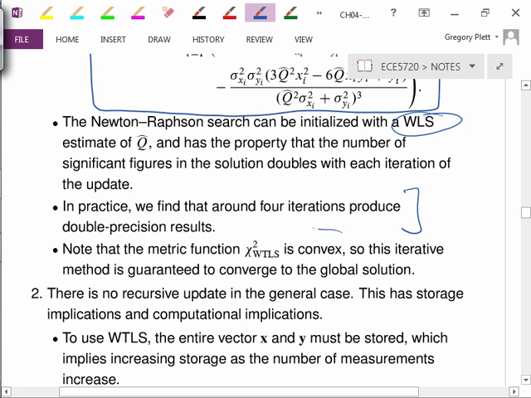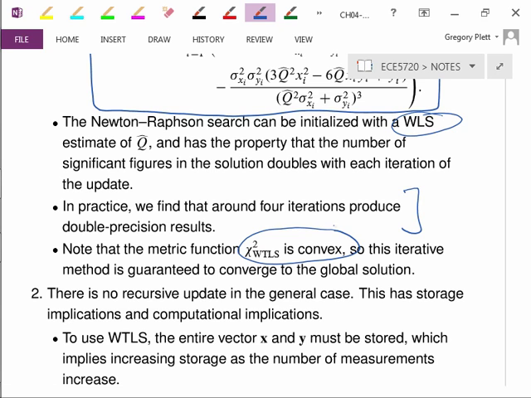Technically speaking, this metric function is convex, which means, among other things, that there is only one minima to the function. That minima is a global minima, so if I find the minima, then I know I've found the best overall optimal solution, and therefore this method is guaranteed to converge to the global solution, not only some kind of local semi-optimal solution to it.